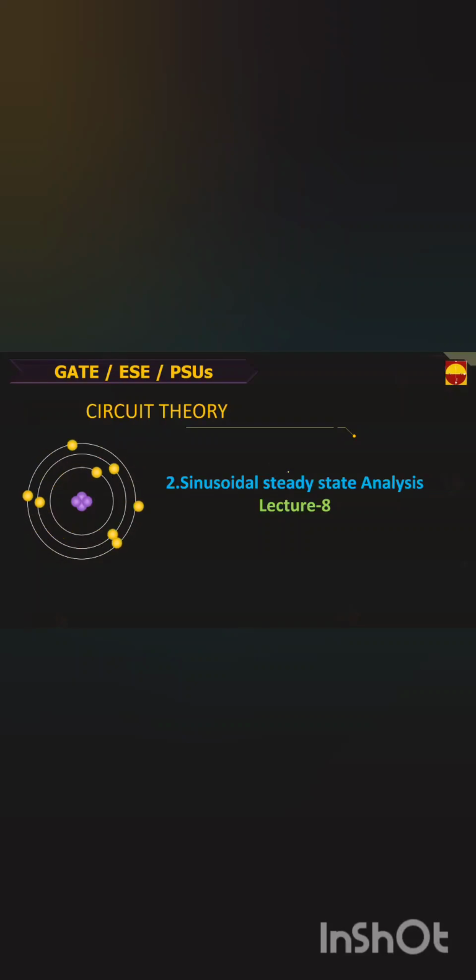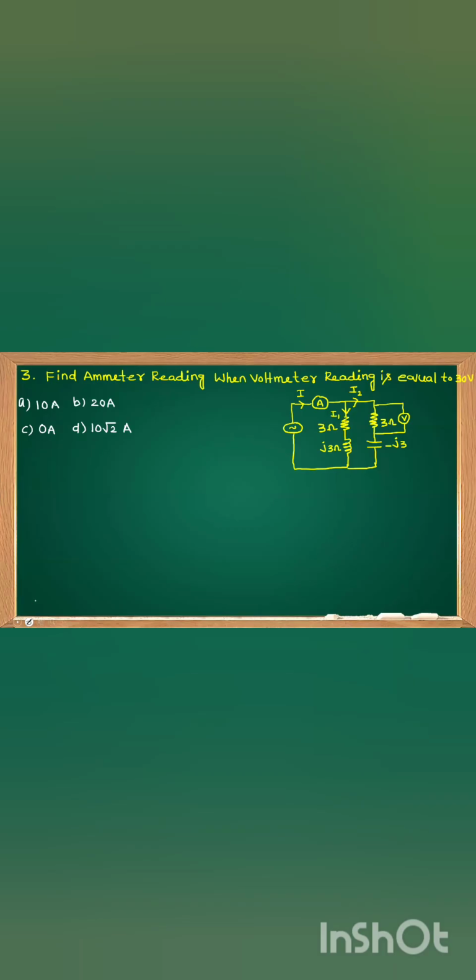This is sinusoidal steady state analysis, starting lecture 8 with respect to the chapter. In the previous session, I discussed the observations from AC analysis of parallel circuits, that is RL, RC, and RLC circuits. I already solved two problems. Continuing that, we have to see one more problem. Find the ammeter reading when the voltmeter reading is equal to 30 volts. All of you try it.